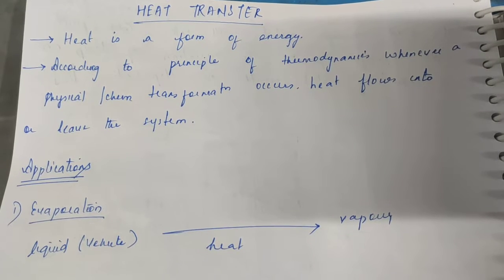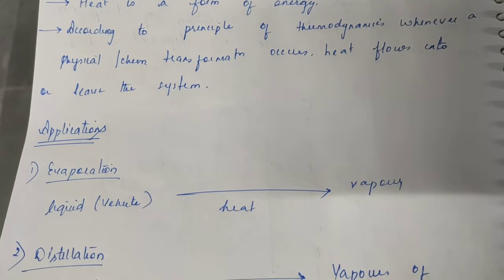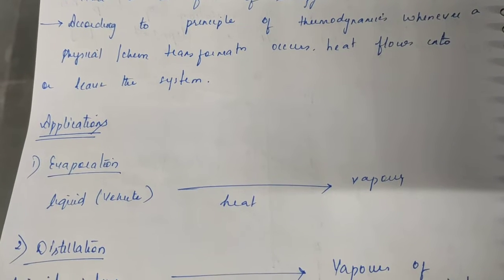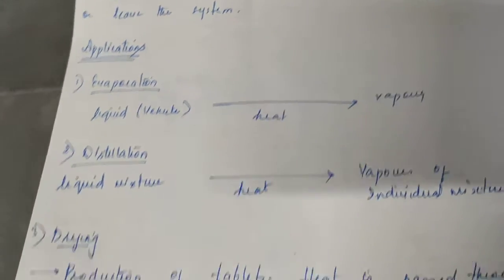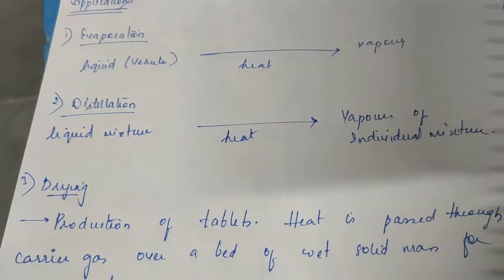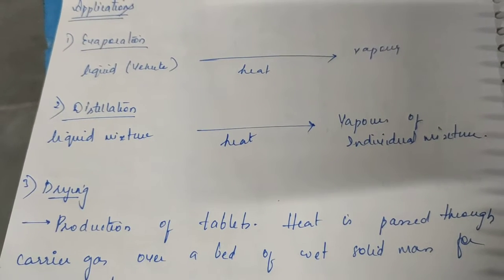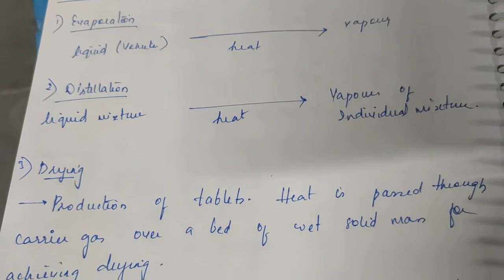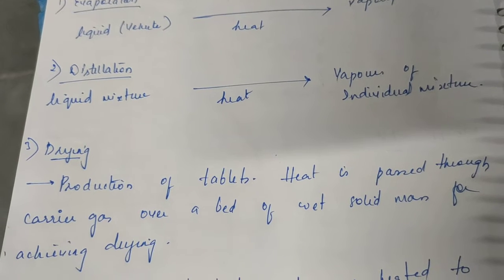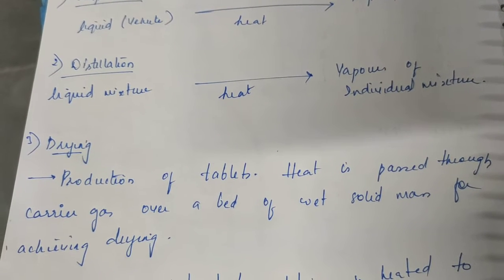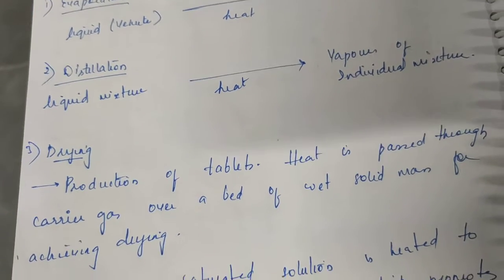Some of the applications listed here are: first is evaporation, that is for converting your vehicle, that is liquid, to a vapor form. Heat is required, that is, application of heat is there. Second, distillation, for converting a liquid mixture and separating it into vapors of the individual components, heat is again used here. For drying, for example in the production of tablets, the solid mass is dried with the help of heat, and again we find the use of heat here, that is heat transfer.